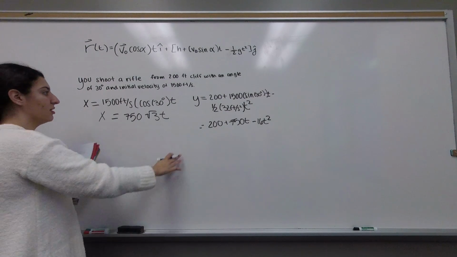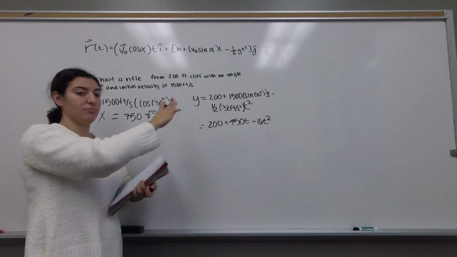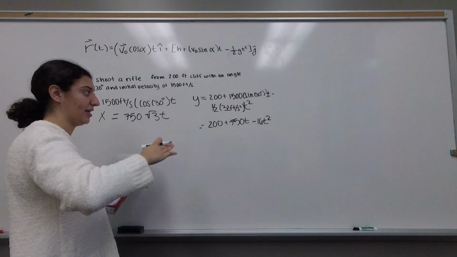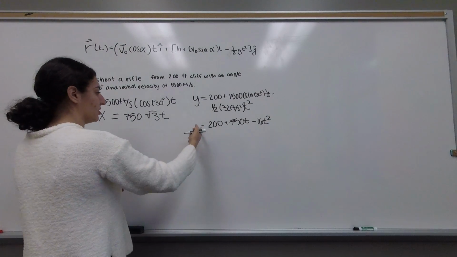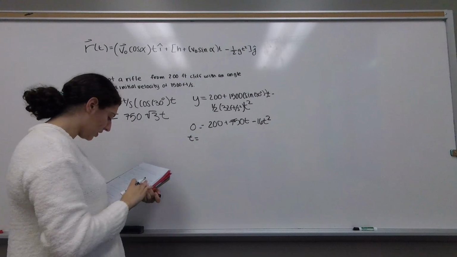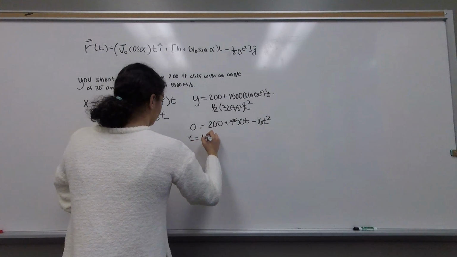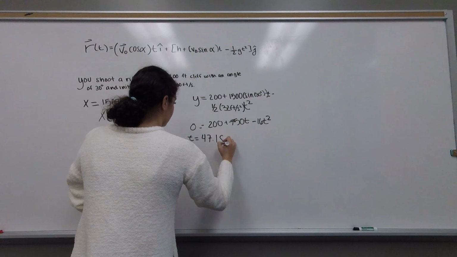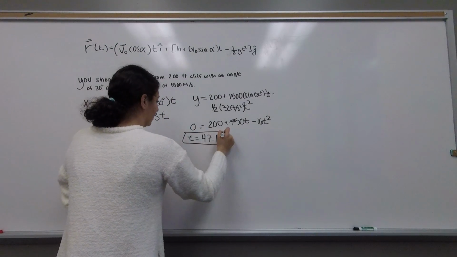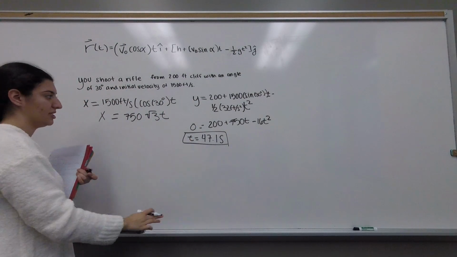We can use these functions to find out when the bullet will hit the ground, because we can just find that when our y function is 0, it's when the height is 0, and so we can set this entire function equal to 0 and find when t hits the ground. This is 47.1 seconds.